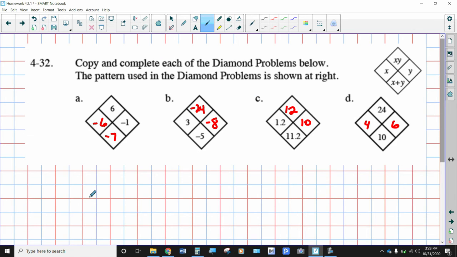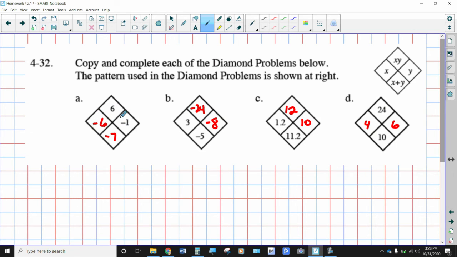And then the diamond problems. More practice with the diamond problems. I've explained this a lot. Hopefully you're getting these answers correct. Remember, you multiply these 2 numbers together to give you that number, and you add them together to get this number. So really, what you're looking at here is, what do you multiply times -1 to give you +6 for an answer?